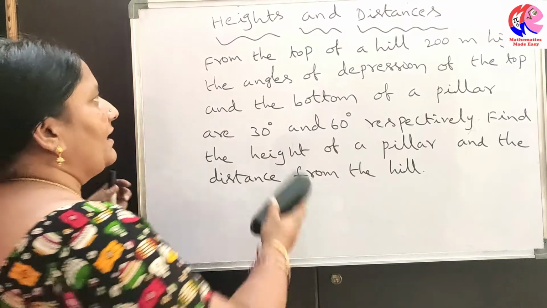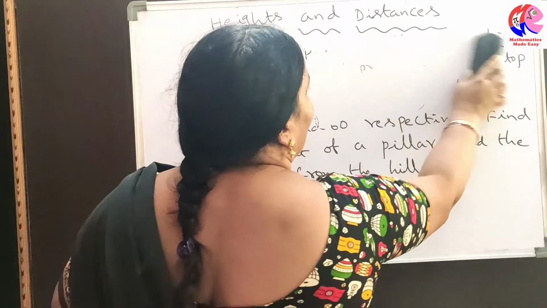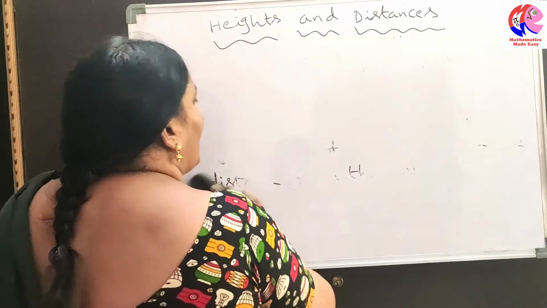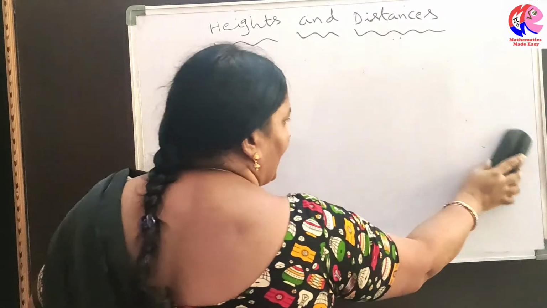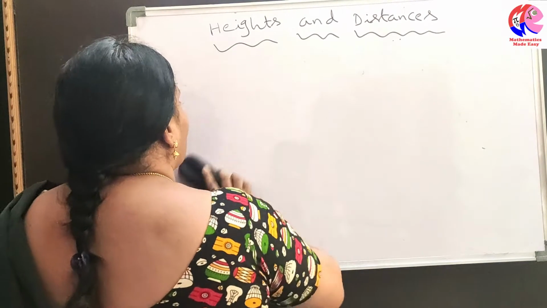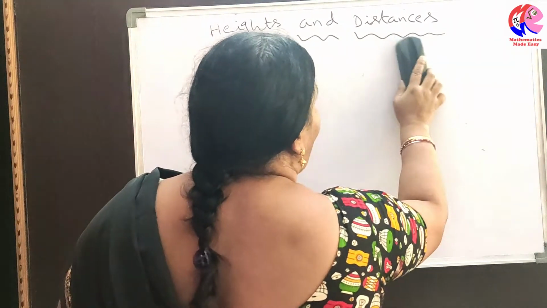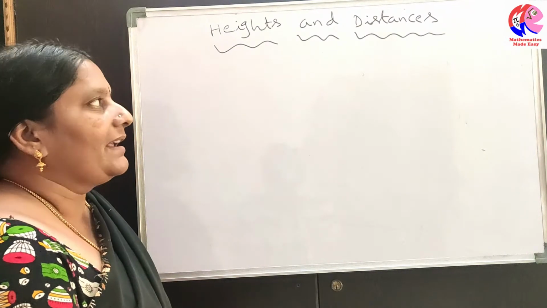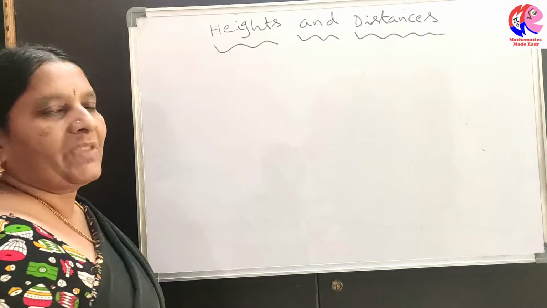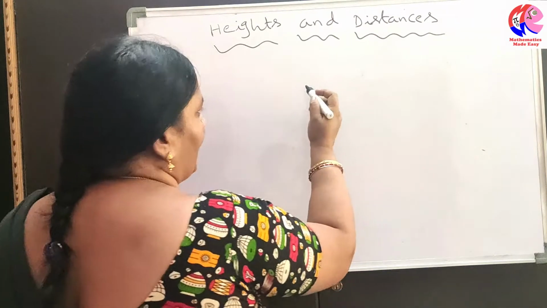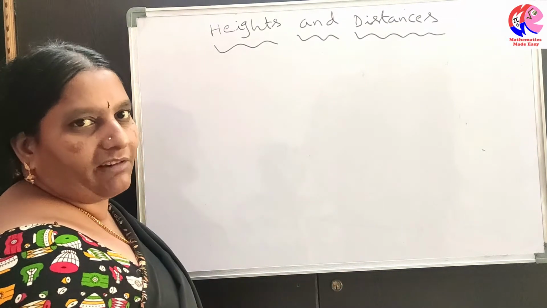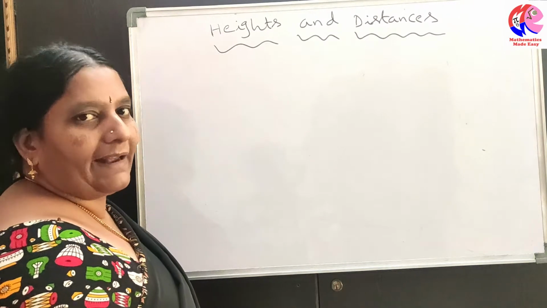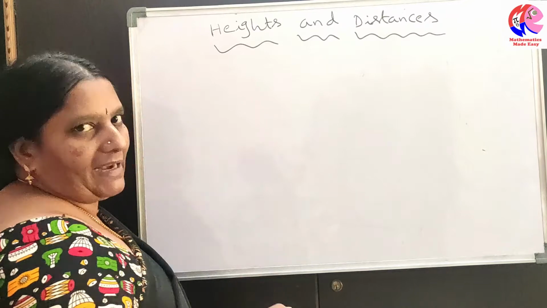So the question, one hill is given. The height of a hill is equal to 200 meters, and beside that hill at some distance one pillar is given. The angle of depression from the top of a hill to the top of a pillar is 30 degrees, and again from the top of a hill to the bottom of a pillar is equal to 60 degrees. Then we need to find the height of a pillar and the distance from the hill to the pillar.